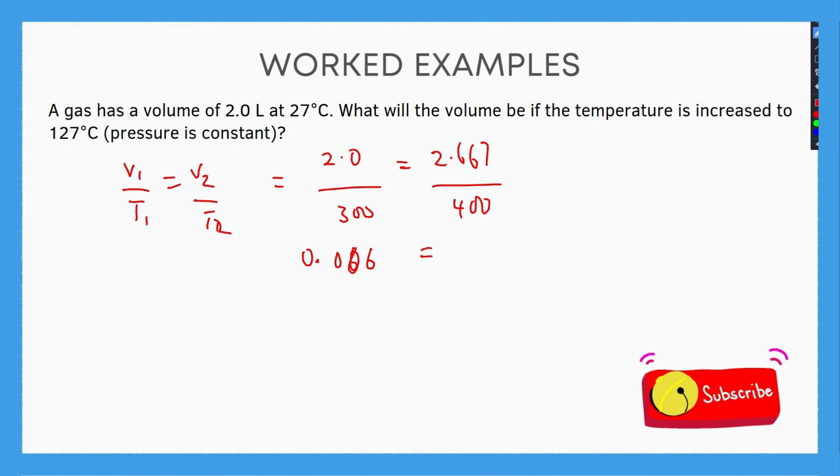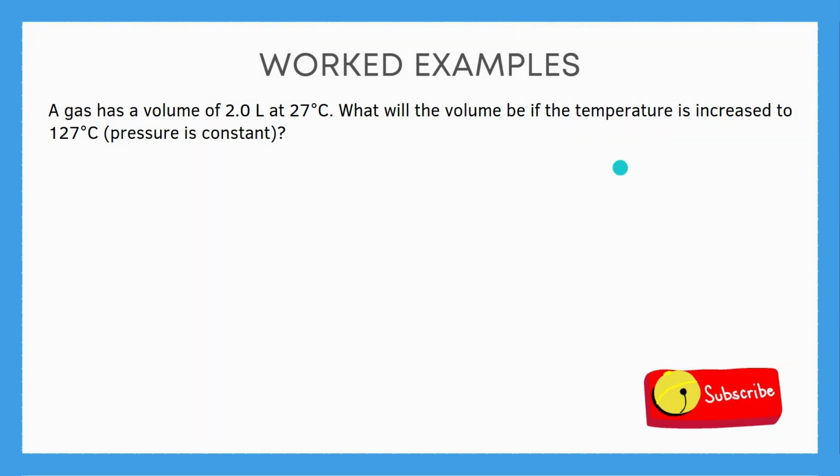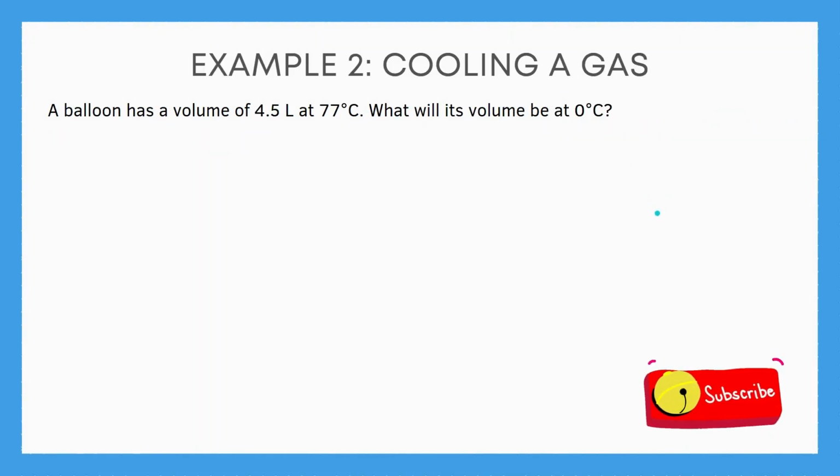2 divided by 300 gives us 0.006. 2.667 divided by 400 gives us the same thing, 0.006. So you can see that we solved this question correctly and it obeys Charles' law. So let's move on to the next example.